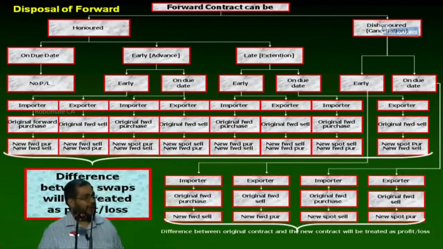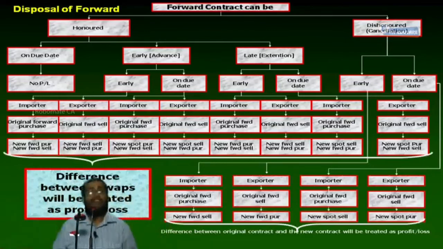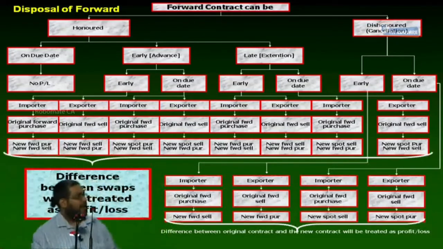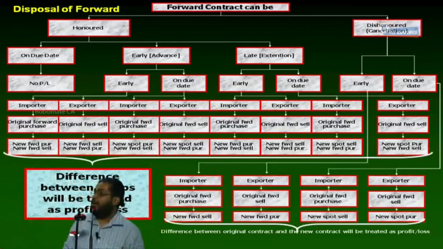There's a forward contract maturing on what? 1st April. Entered into on which date? 1st January. Yes or no? On 1st April, the forward can be gone through and closed. It's a normal honoring. Yes or no? It is honored on what? Due date. There's nothing great to it, nothing to discuss there.